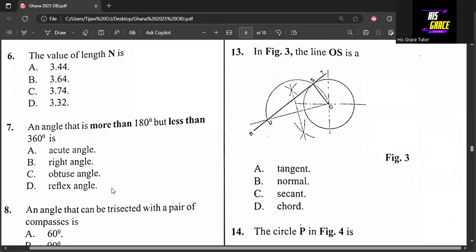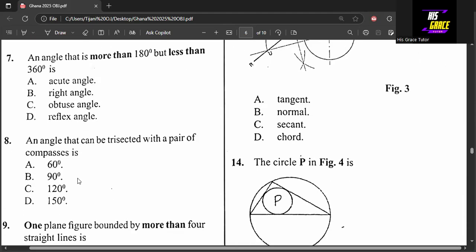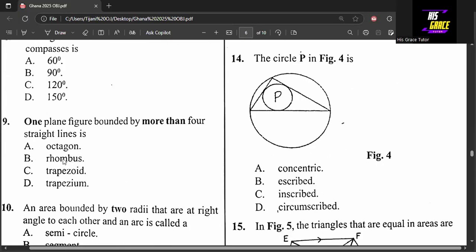Question 7 says that an angle that is more than 180 degrees but less than 360 degrees is a reflex angle. That is option D. This was the answer to question 7. Then question 8, an angle that can be trisected with a pair of compasses is angle 90 degrees. That is option B. Then question 9, a plane figure bounded by more than 4 straight lines is octagon. That is option A. So the rest here are 4-sided plane shapes, but octagon is an 8-sided plane shape.